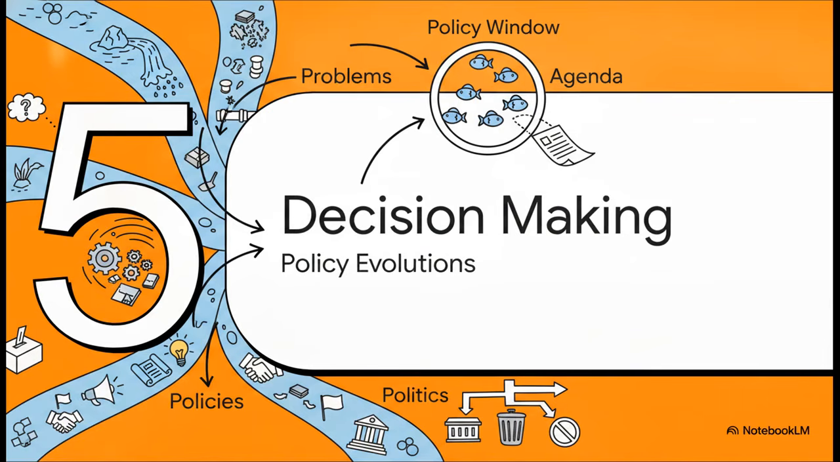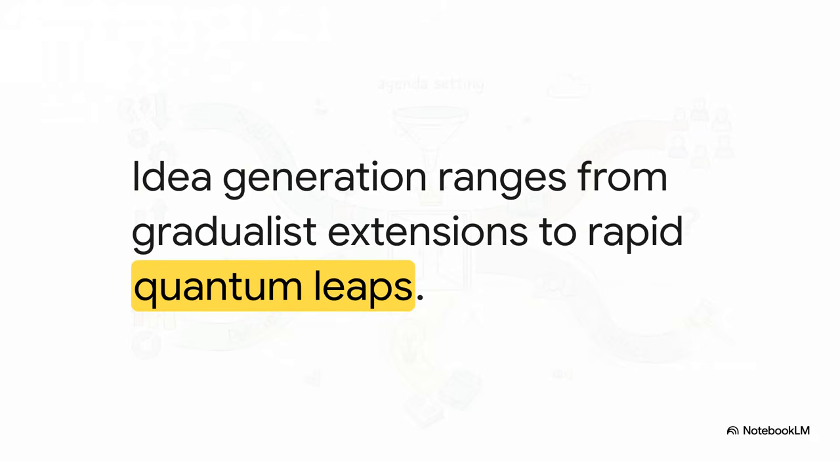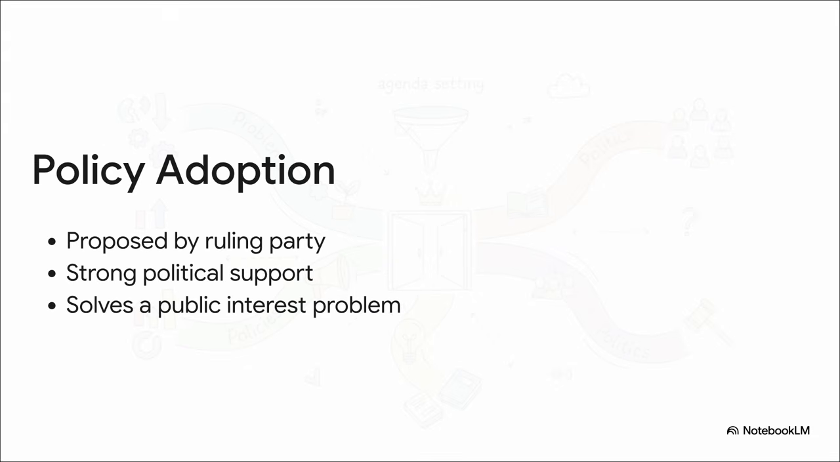Section 5, Evolutions and Decision-Making. Once an issue actually makes it onto the governmental agenda, what happens to the idea itself? Well, the evolution of these ideas is rarely a one-size-fits-all thing. It's often highly incremental. If a policy community is really tight-knit and integrated, they usually produce slow, gradualist extensions to existing rules. But if a community is looser and highly competitive, that environment can actually spark rapid, massive, quantum leaps in completely new ideas.